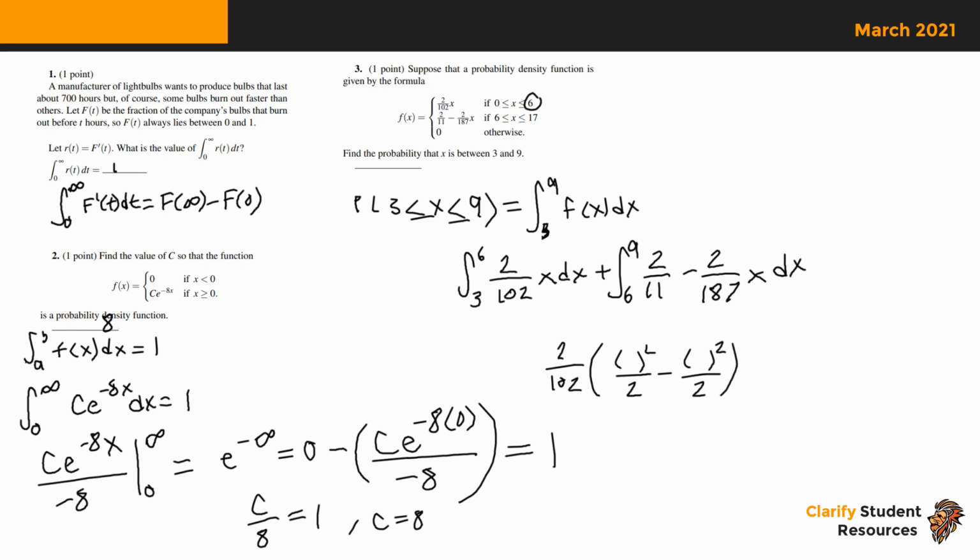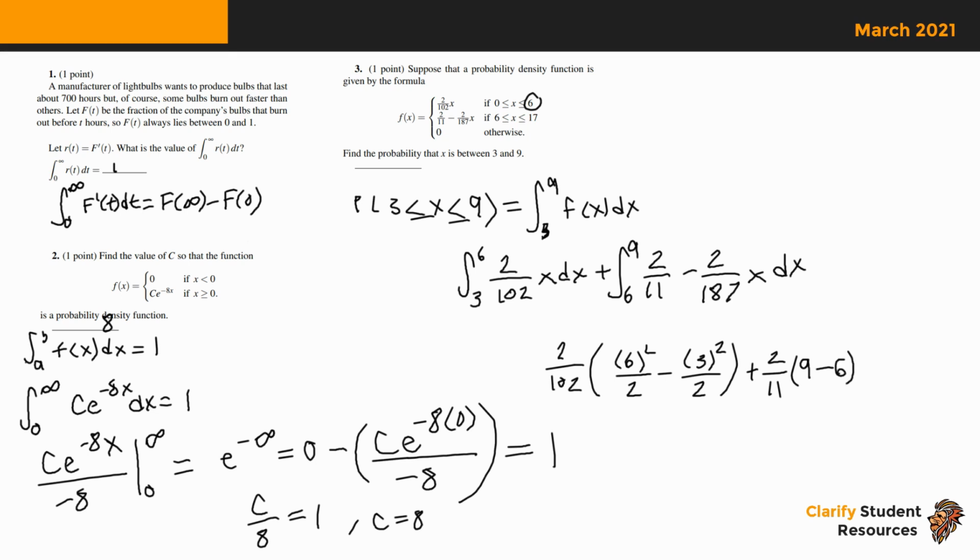And then what we're going to do is we're just going to fill in the limits. In this case, it's going to be 6 and 3. And then we're going to add the next part, which is going to be 2 over 11. And then we're also going to add its limits, right? Because if you integrate some constant, it's just going to be x. So it's going to become 9 subtract 6.